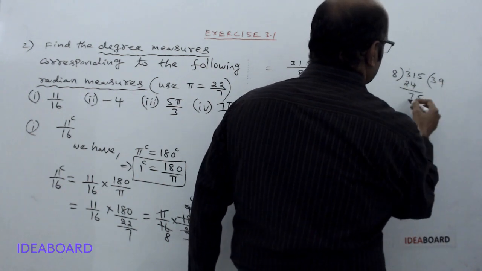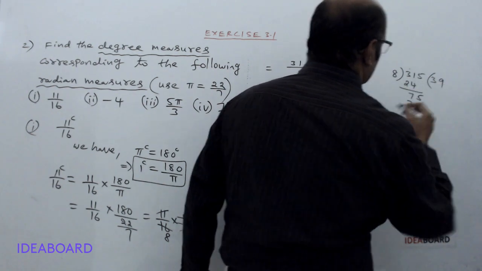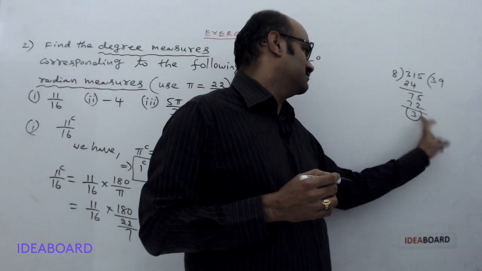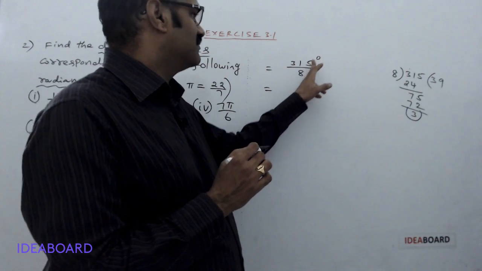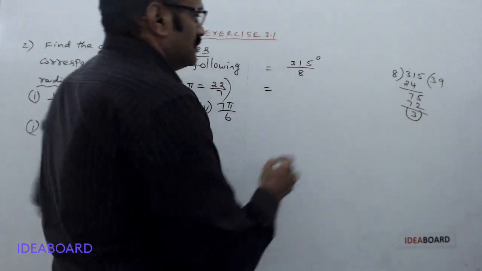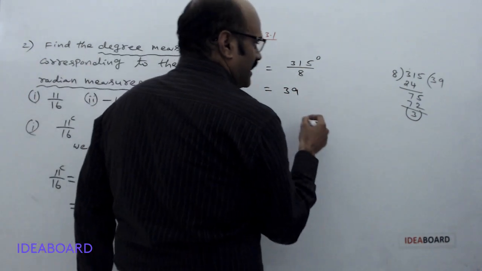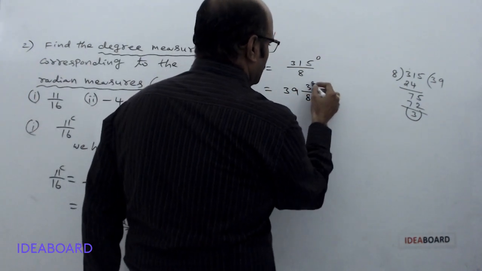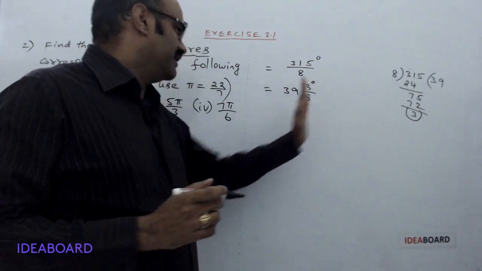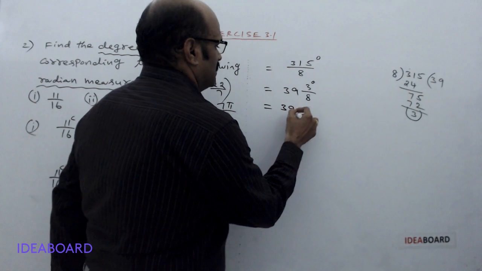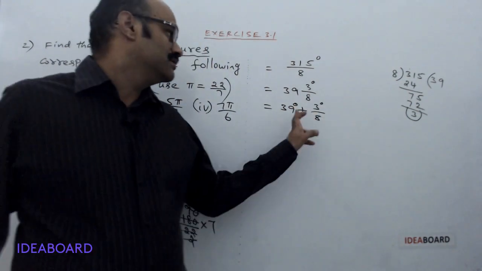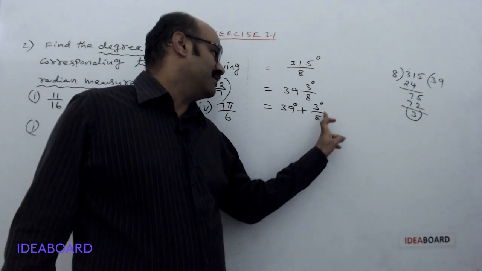So 8 9s 72. So here the remainder is 3. So we can write this as 315 by 8 degrees, which can be written as 39 3 by 8 degrees. Now this can be written as 39 degrees plus 3 by 8 degrees.